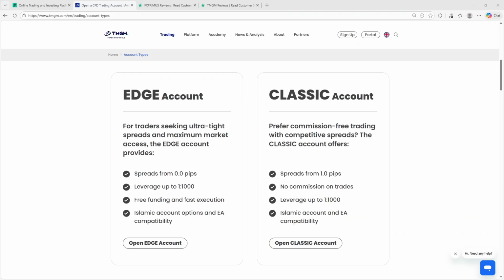TMGM approaches pricing with a sharper focus on execution efficiency and market competitiveness, offering traders a choice between commission-free and raw spread account structures. The Classic account model bundles trading costs directly into the spread, making it straightforward for traders who want simplicity and predictable costs without calculating commissions on every position. Spreads here remain competitive across major instruments, especially for forex and indices, making this option suitable for active retail traders who value ease of use.